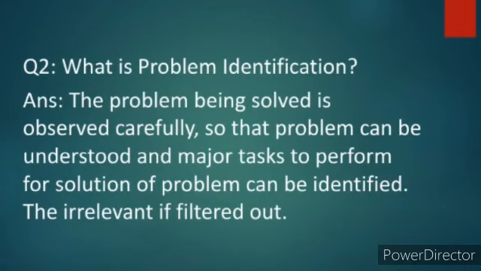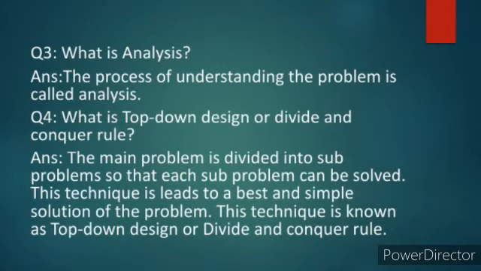Question number 2: what is problem identification? The answer is, the problem being solved is observed carefully so that the problem can be understood and major tasks performed for the solution of the problem can be identified, and the irrelevant is filtered out. Question number 3: what is analysis? And the answer is, the process of understanding the problem is called analysis.